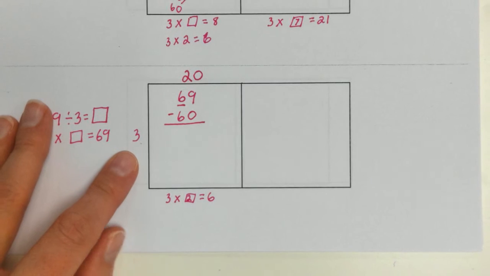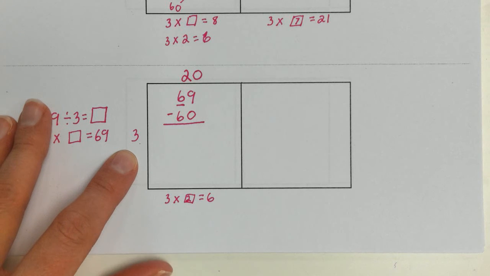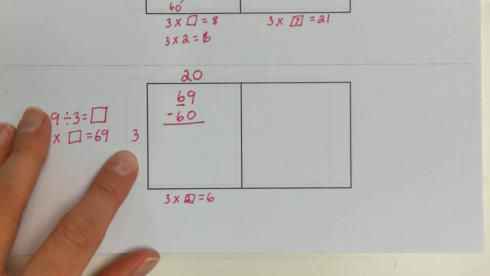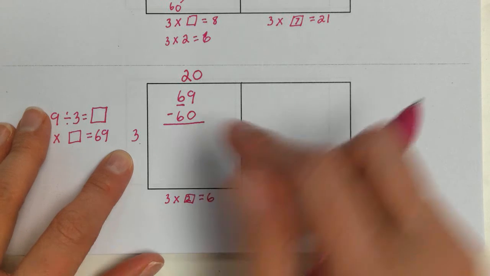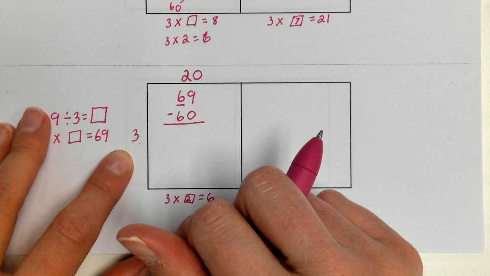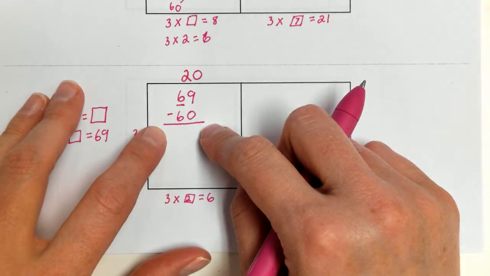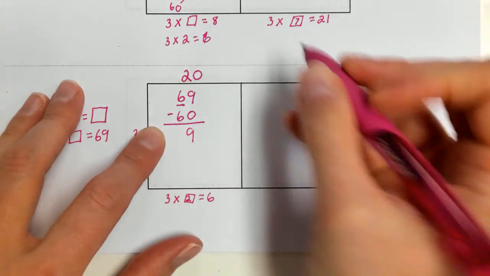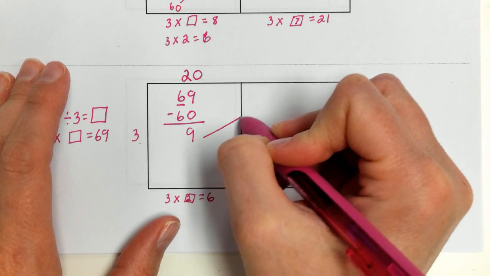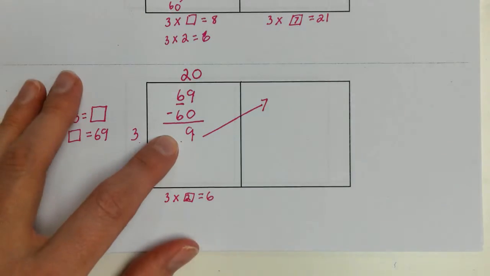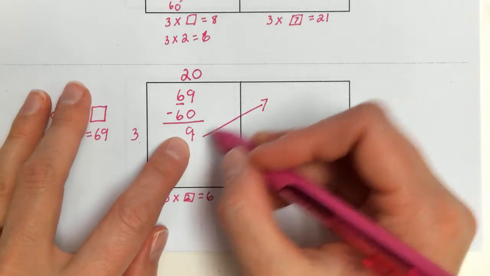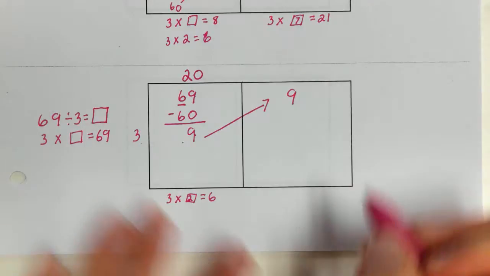All right, and I'm going to subtract my 60 from my 69. All right, Jeremiah, what is 69 minus 60? 9. Okay, that was your voice. I couldn't tell. All right. 9 minus 0 is 9, and 6 minus 6 is 0. All right, so now I'm going to take this 9, and I'm going to write it in my ones column.